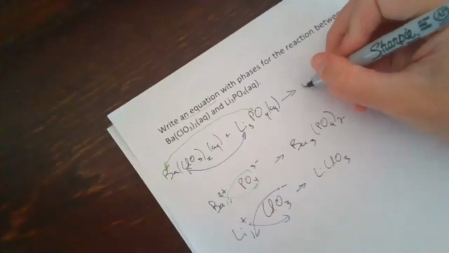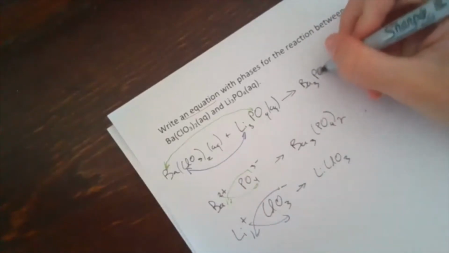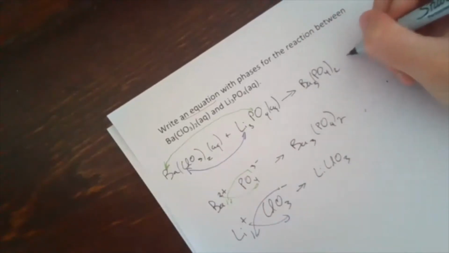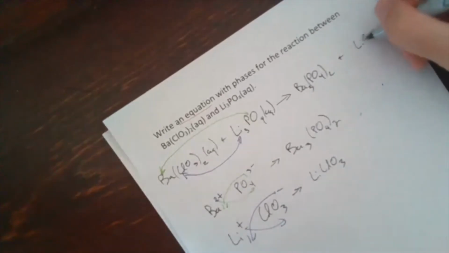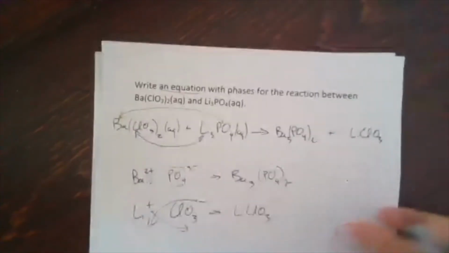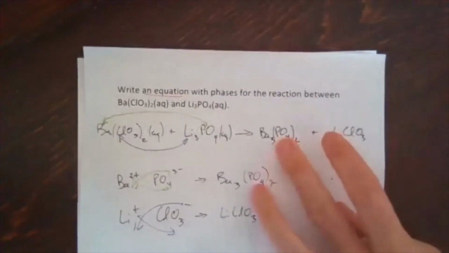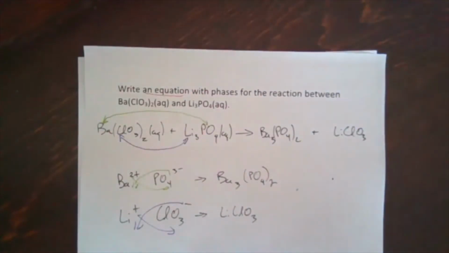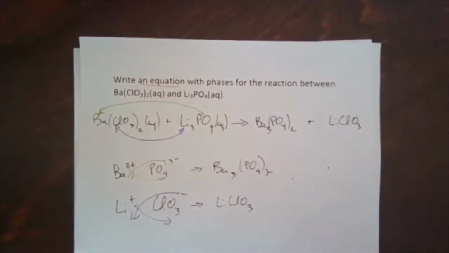And so by identifying what the ions are in our reactants, knowing that we follow a double displacement, we can go ahead and say that our products are going to be Ba3(PO4)2 plus LiClO3. I left a lot of space there. Maybe you can figure out why. Guess why. We'll see how it fills up. So barium phosphate and lithium chlorate are what we're going to make.